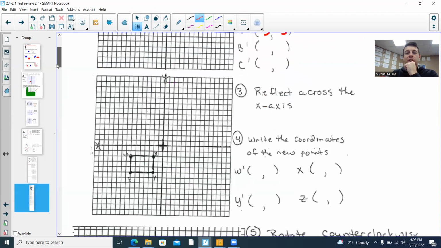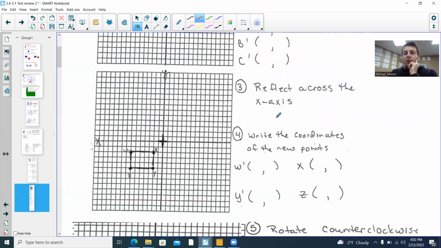That's translation. Reflection, there are 2 types: across the x-axis and across the y-axis. The x-axis, we know, is the line that goes horizontal. That means we're going to flip it on the other side up there. If it was a reflection on the y-axis, we'd flip it on the y line, which goes up and down. But I'll do 2 dots for you, and you can do the rest.